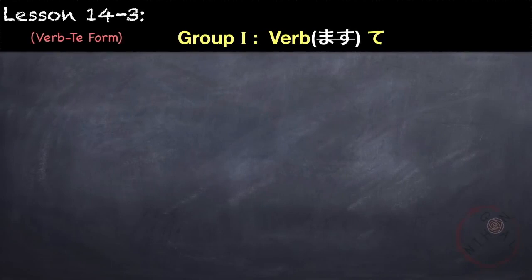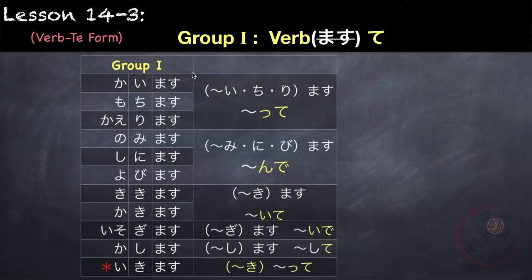Next, we will learn how to change the verb from masu form to te form. So this is for group 1 verbs. There are different rules in modifying the verb from group 1 depending on what syllable comes before masu. If the syllable before masu is i, chi, ri, we replace that sound and masu with small tsu followed by te. For verbs where the syllable before masu is ni, mi, or bi, we replace it with nde.